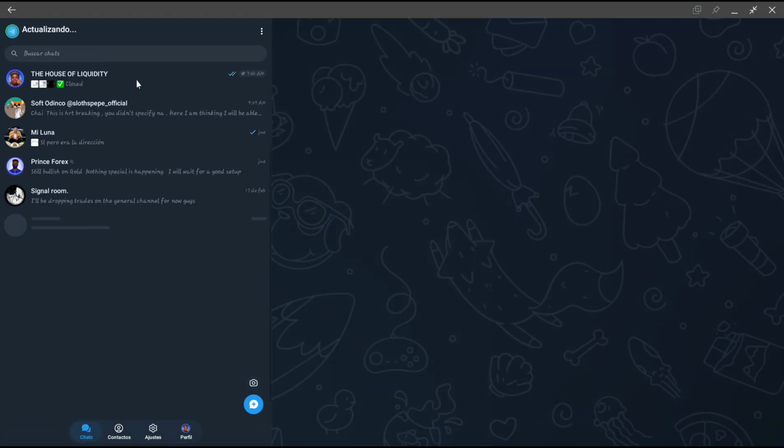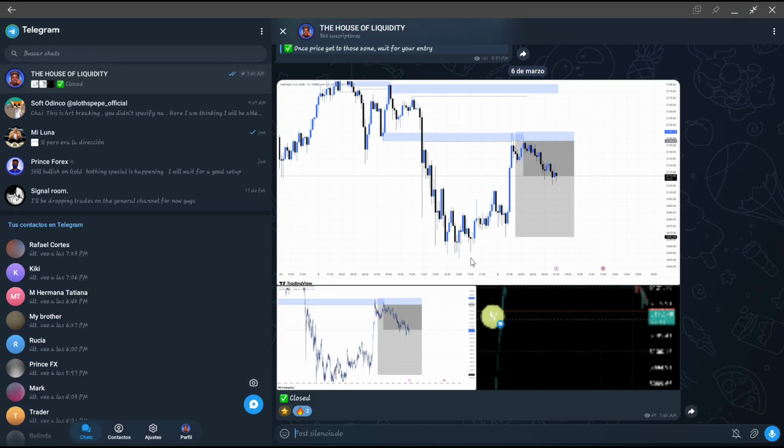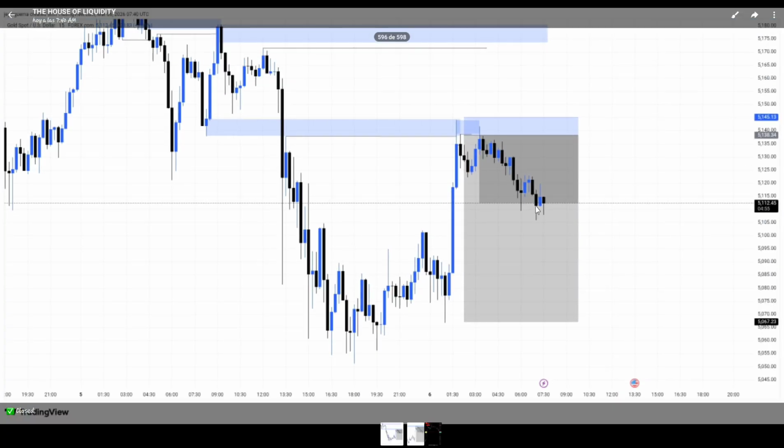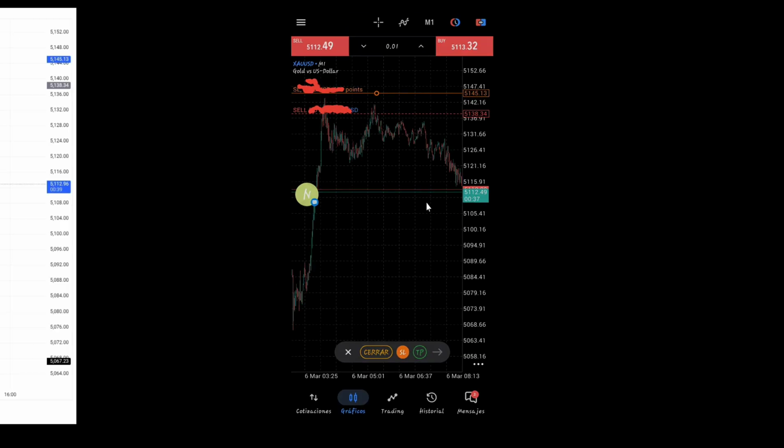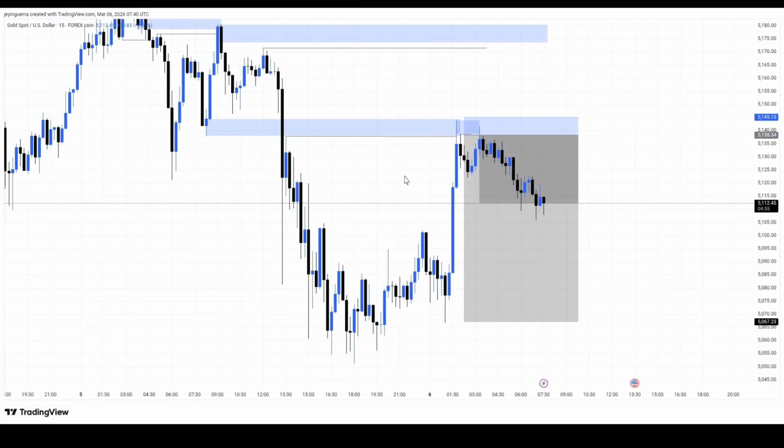This is my community again, and this is a trade that I took personally. This was the sell from gold. How did I take this trade? I can't map it out right now, but let me show you. You see this place, right? This is a break of a structure, and at the same time we have another break of a structure. We have the liquidity and we have the POI.